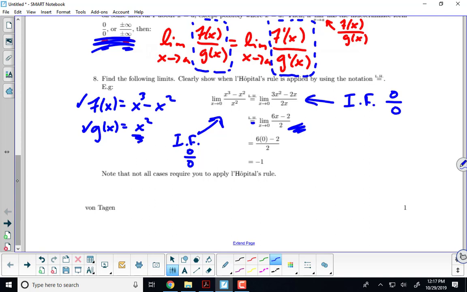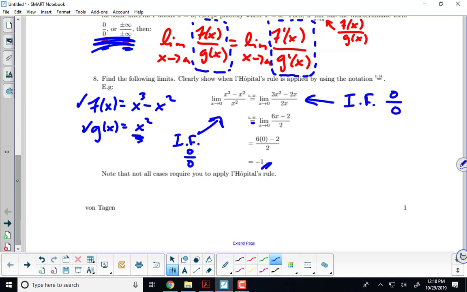Looking ahead, if I were to do direct substitution on this new limit, notice that I would not have an indeterminate form, so I can go ahead and evaluate it. Okay. So in fact, evaluating this limit through direct substitution, we plug in 0 wherever we see an x, and we end up with -1 as the limit.